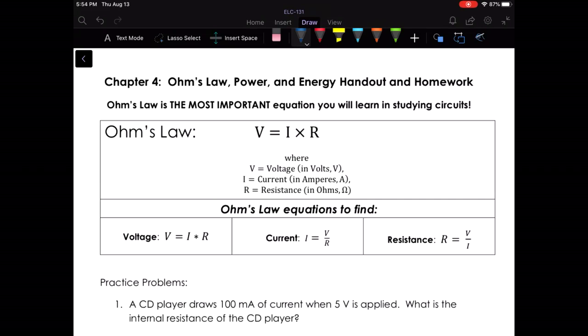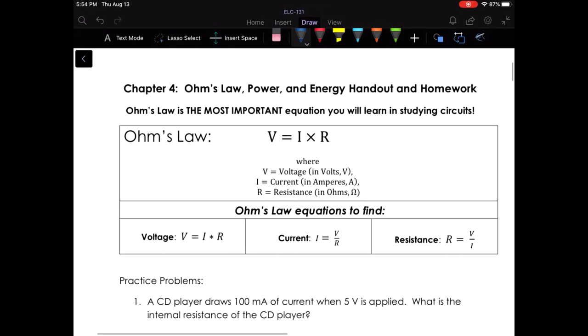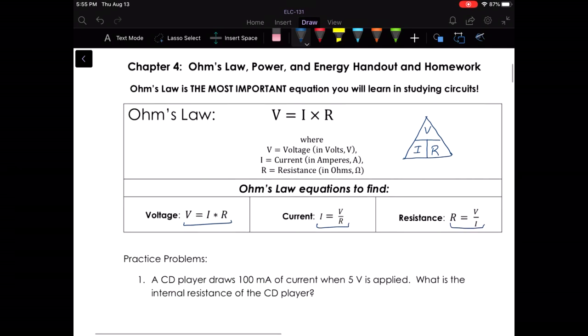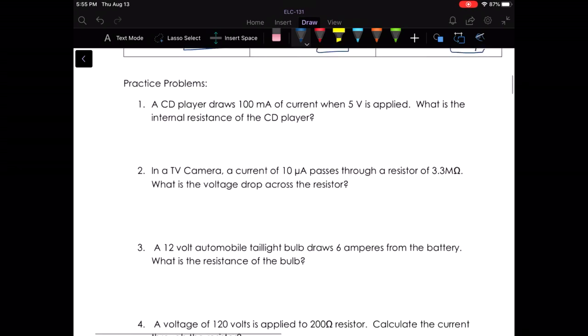So Ohm's law is V equals I times R. So if you want the triangle version of this, V is equal to I times R. Other ways to write it are I equals V over R, and R equals V over I. So let's work a few problems.